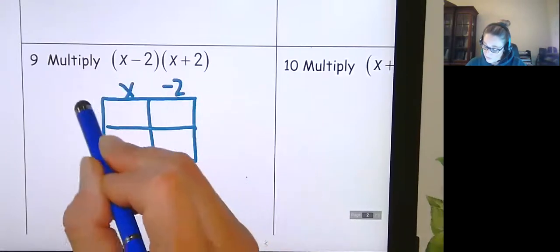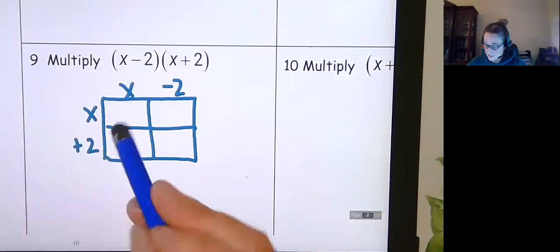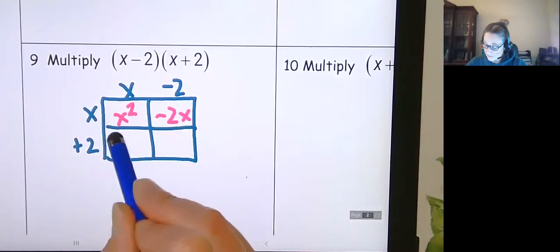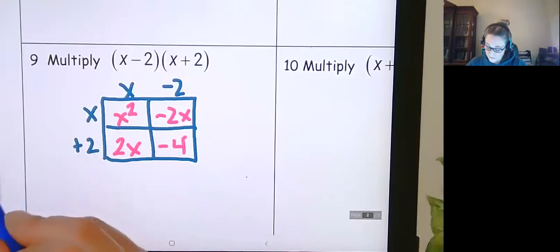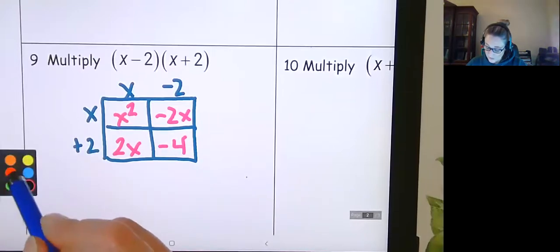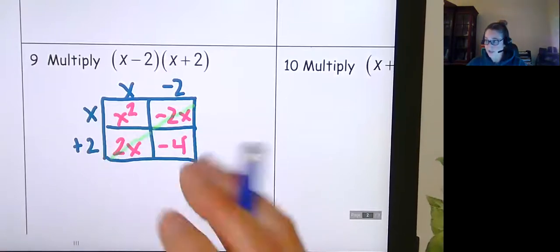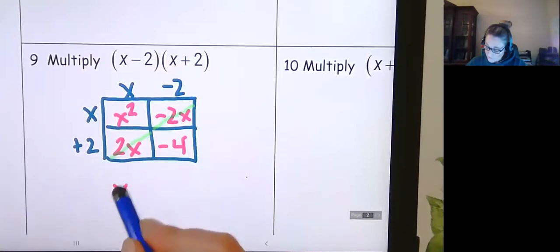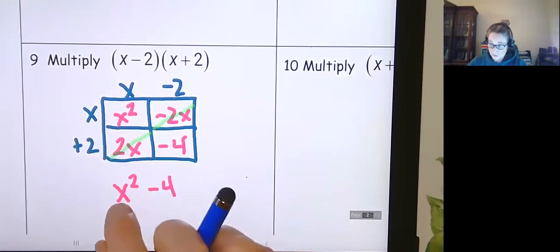x and a negative 2, x and a positive 2, and then I'm going to multiply this. I get x squared minus 2x. Here I'm going to get a positive 2x and a negative 4. And again, you'll notice that this negative 2x and this positive 2x canceled. And I'm going to be left with x squared minus 4. Again, a difference of 2 squares.